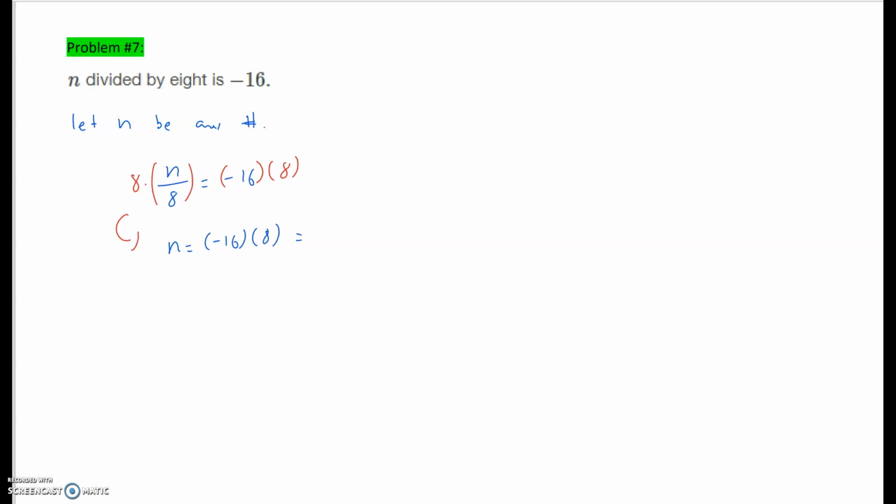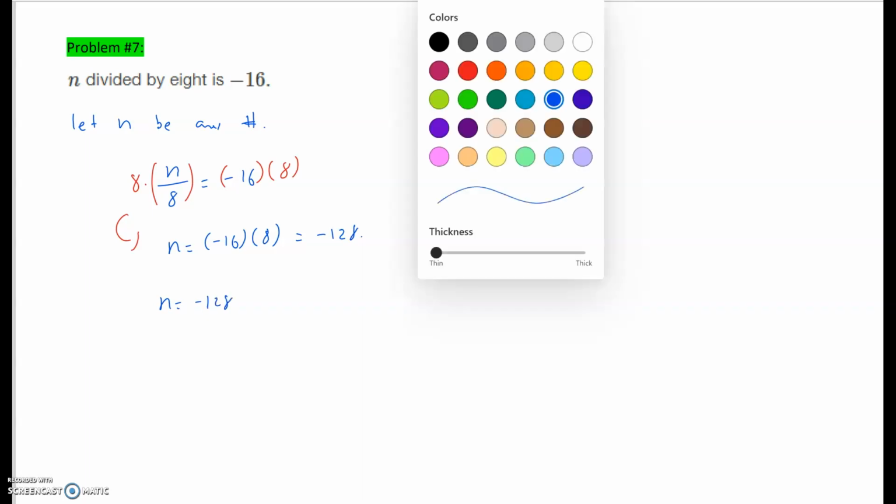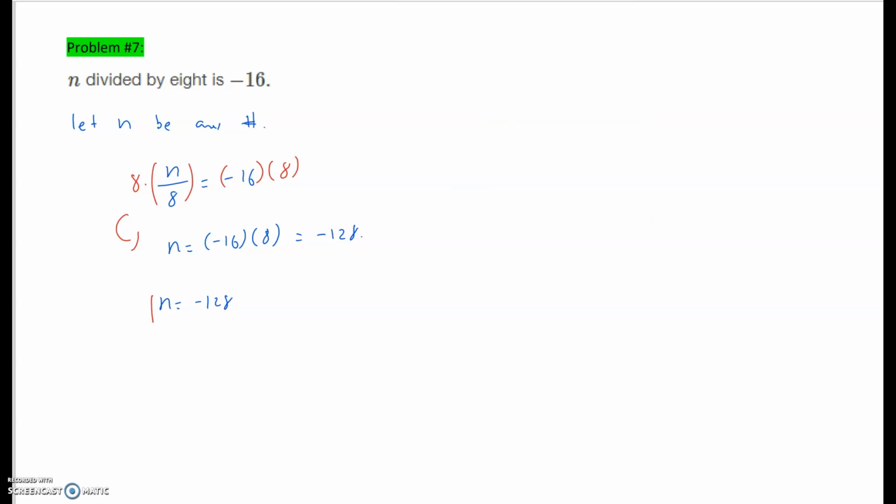And that's going to give us, I'm getting -128. So n is equal to -128. That's our final answer. But remember that we have to express it with a sentence. So in this case, the number is n is equal to -128.